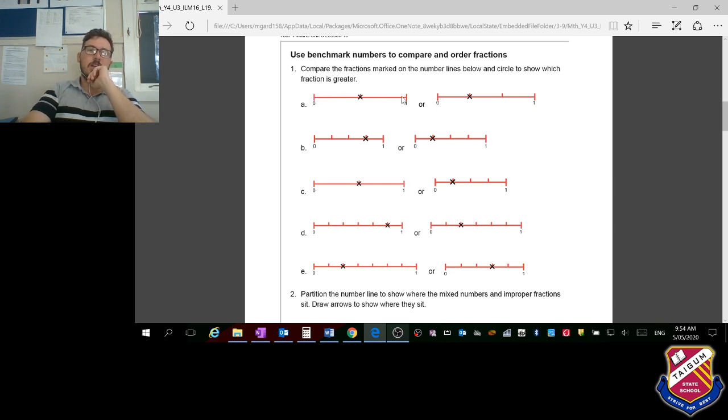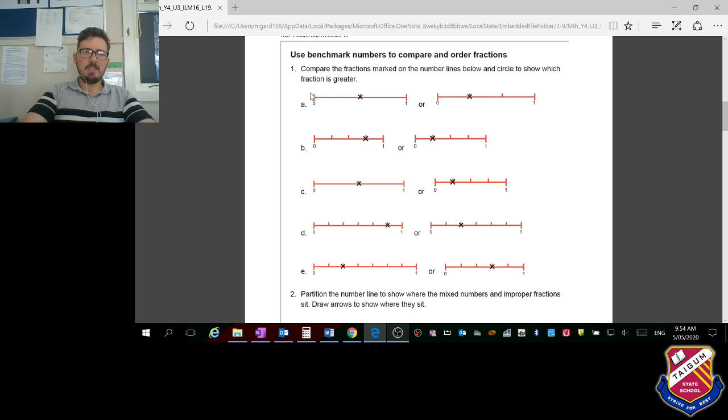There's 0, there's 1. It's been partitioned right down the middle. There's a little cross there that signifies this area of space here. Then you've got this one, same deal, 0 and 1. It's been partitioned differently, hasn't it? And the cross sits there. I want you to look at that and circle which one you think is greater. Pause the video and off you go.